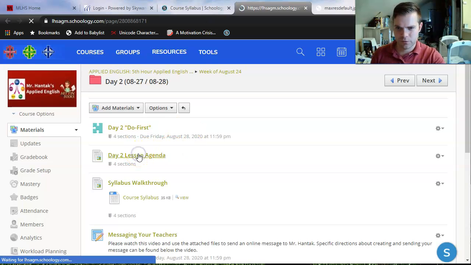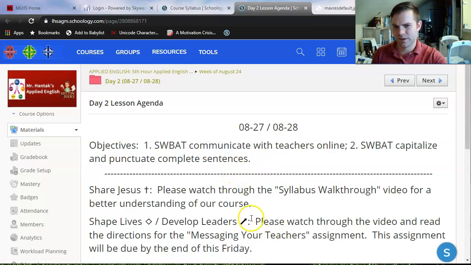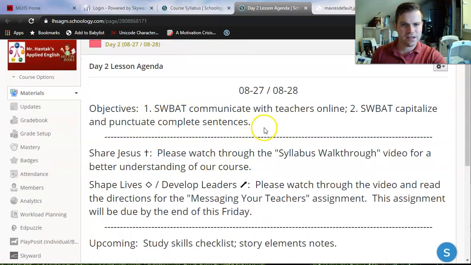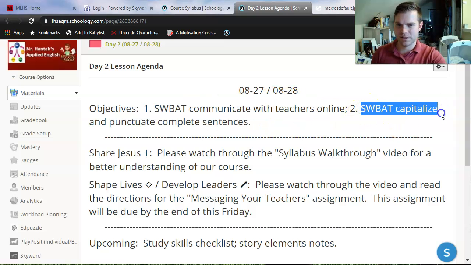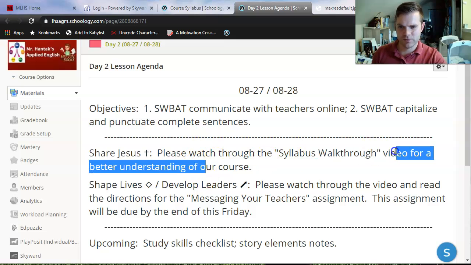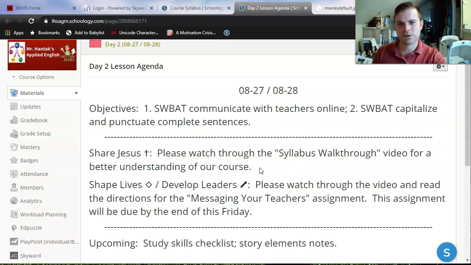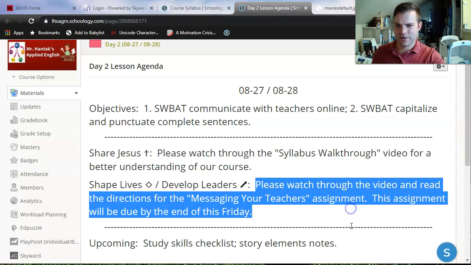I'm going to walk through our agenda real quickly here, and then we'll look at the syllabus together. 2 objectives today. These are largely going to be part of the next part of our lesson, where I teach you guys how to message teachers online. You guys will have a chance to message me today. Part of that will be writing in complete sentences. So I'll teach you a little bit about capitalization and punctuation there. Right now you're watching through the syllabus walkthrough video to get a better understanding of our course. I'll also give you guys a little mini devotion inside of this video. We'll tackle the messaging your teacher's assignment in our next video here.